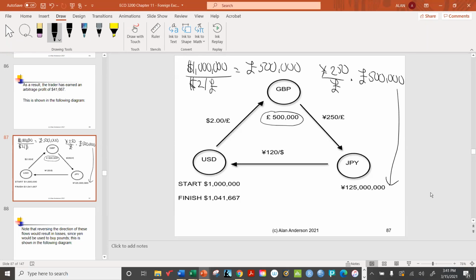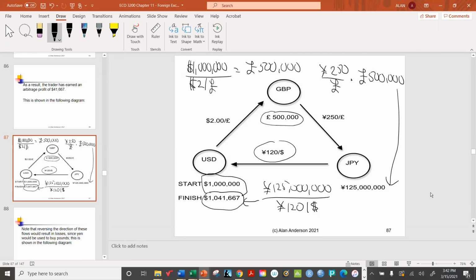Now, how do I convert those yen back into dollars? I use the quote of 120 yen per dollar. This time I have to divide though. And it turns out that when you do this division, and you can double check this with your calculator, you're going to wind up with $1,041,667.